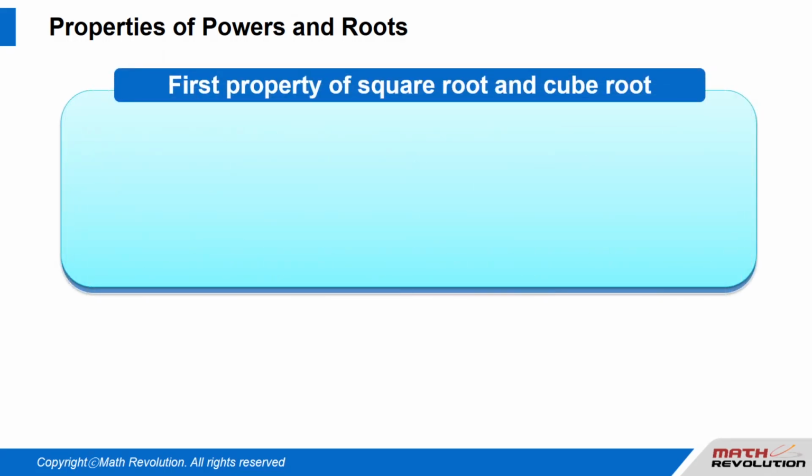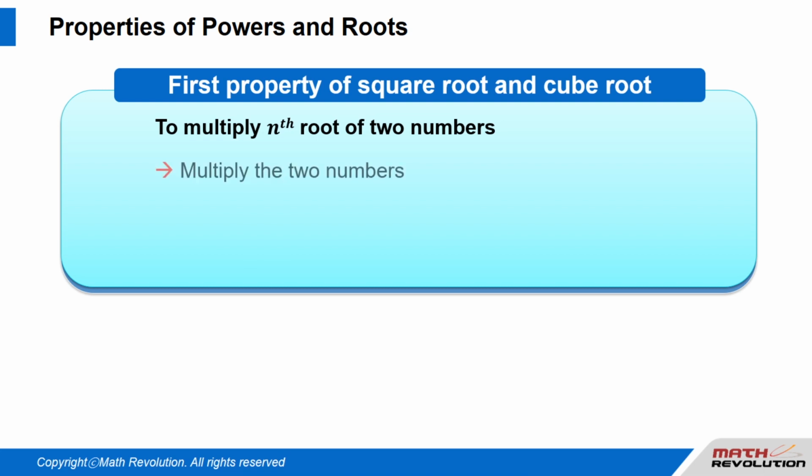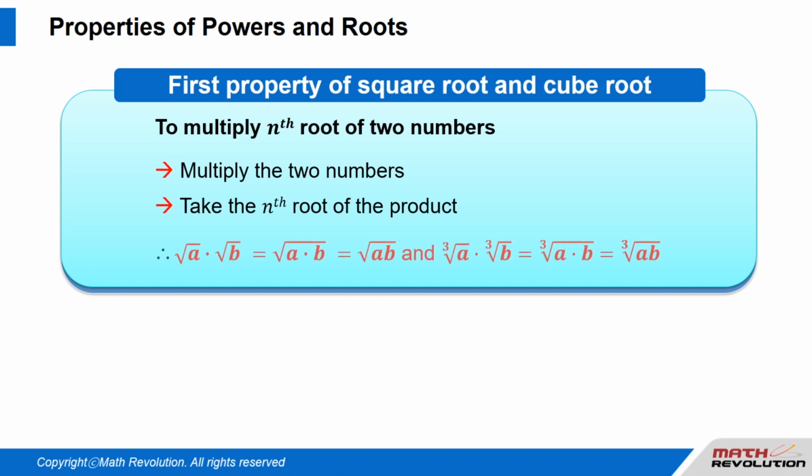Let us first talk about the first property of square root and cube root. To multiply the nth root of two numbers, we multiply the two numbers and then take the nth root of the product. So, square root of a times square root of b equals square root of whole a times b, and cube root of a times cube root of b equals cube root of whole a times b.